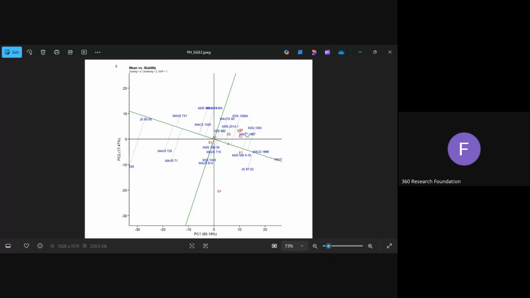Sir, I think the genotype plot is not visible. Yes, sir, it's not visible. One minute, one minute. Not visible, sir. It's the same as mean versus stability. One minute. Okay, sir.